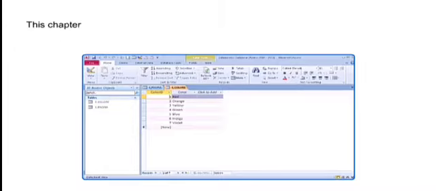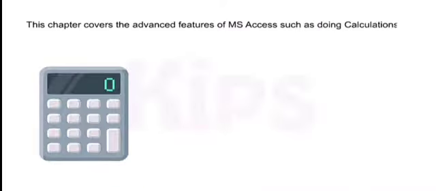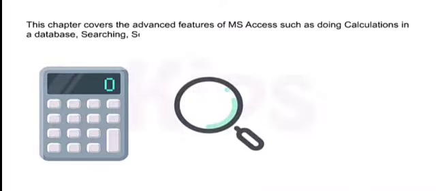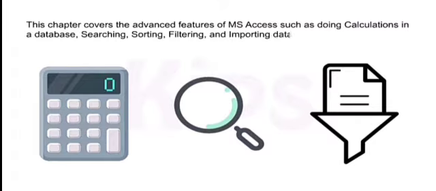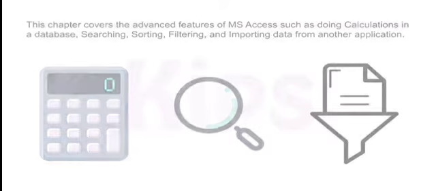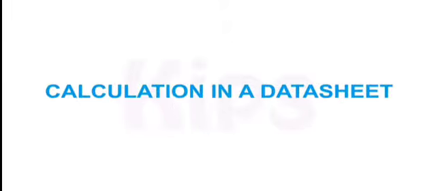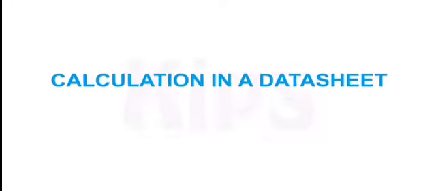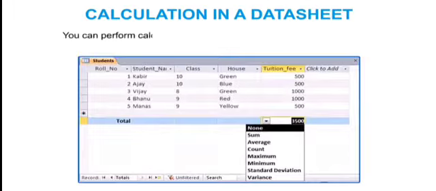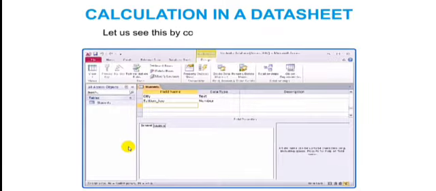This chapter covers the advanced features of MS Access such as doing calculations in a database, searching, sorting, filtering and importing data from another application. Let us find out how to do calculation in a datasheet. You can perform calculation in your datasheet as per your requirement. MS Access provides you some options for doing calculations. Let us see this by considering the following example.